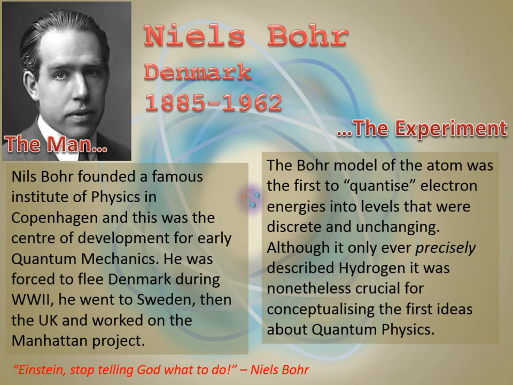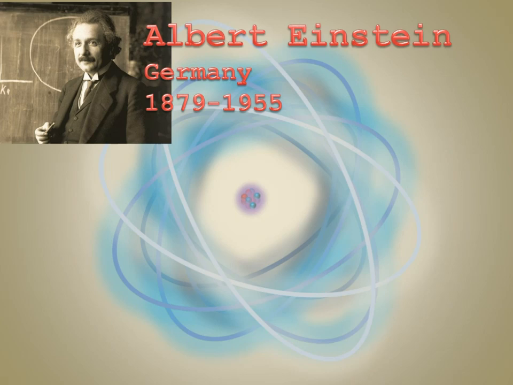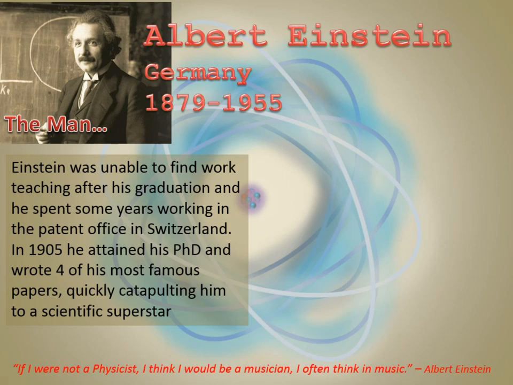Albert Einstein needs no introduction. This is the one physicist that almost everyone has heard of. Coming from Germany, he was unable to find work after he graduated from university, and indeed he spent much of his early career working in a patent office in Switzerland. In 1905, he got his PhD, and he wrote 4 scientific papers which were among the most revolutionary of the time, and this put him immediately into the upper echelon of living scientists, and he stayed there until he died.